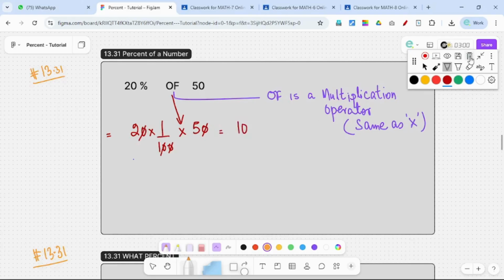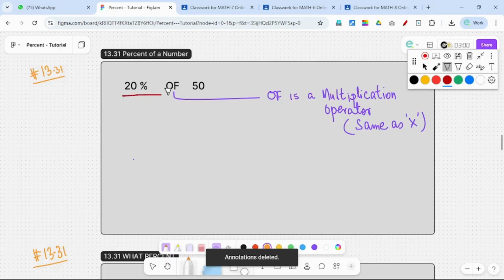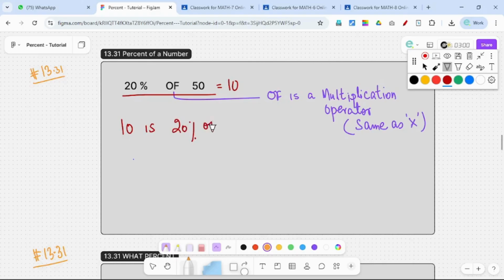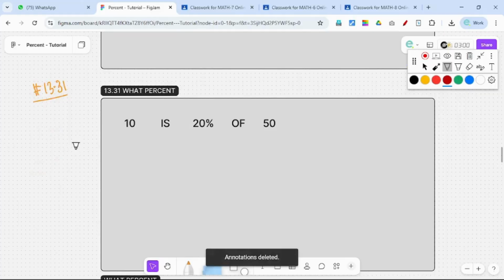So I can say that 20% of 50 is equal to 10, or in other words I can say 10 is 20% of 50. 10 is 20% of 50. Now just focus on this statement.